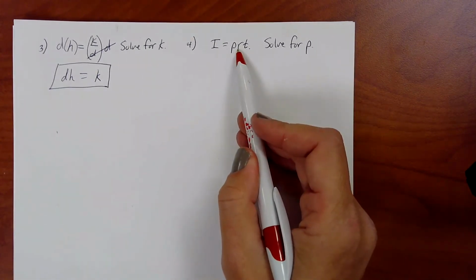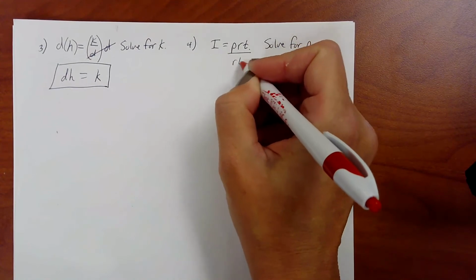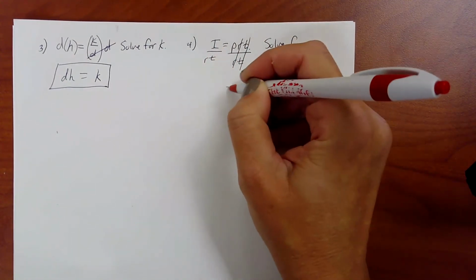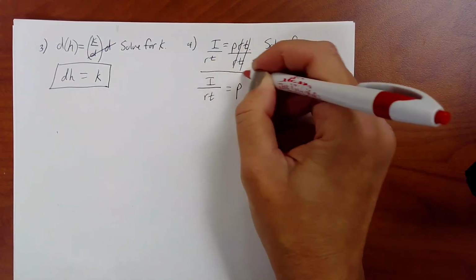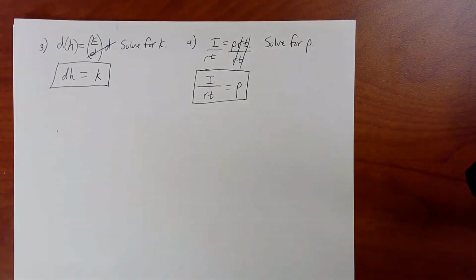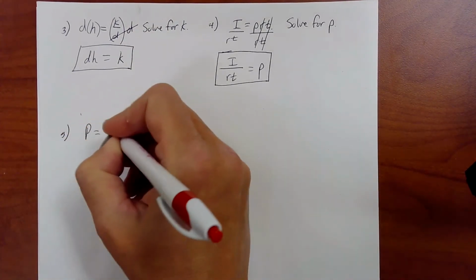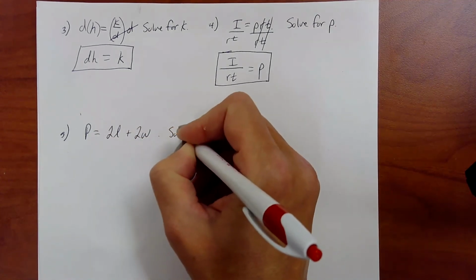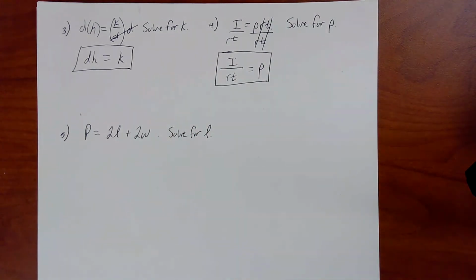So now P is multiplied by R and T. You could do it separate, or let's just all together divide by R and T. Right? So I guess it's I divided by R times T. All right, let's try one a little harder here. How about perimeter equals 2 lengths plus 2 widths? And let's solve for the length. Okay, this will take a few more steps, right?